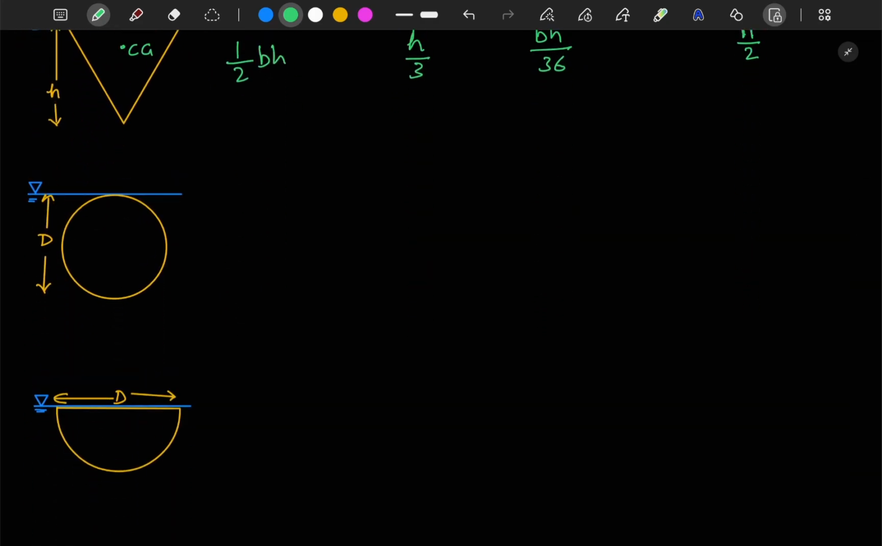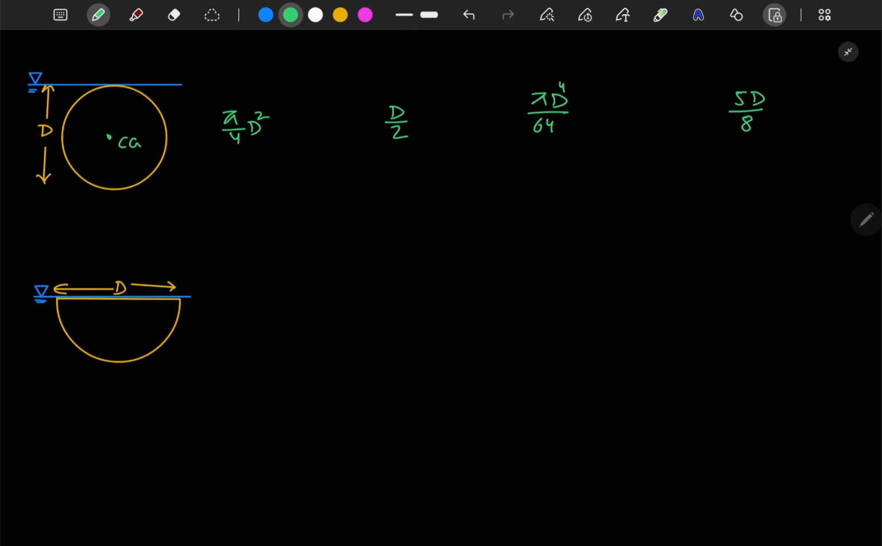Now in case of a circle, the CG is at the center of the circle, and the area is pi by 4 d square. Your CG is at d by 2 distance. Your IG is pi d to the power 4 upon 64, and the CP is at 5d by 8.